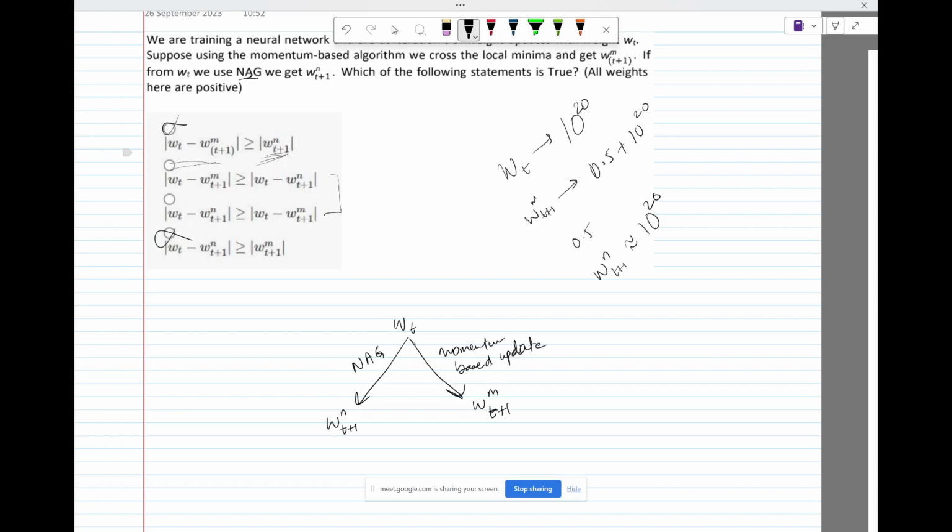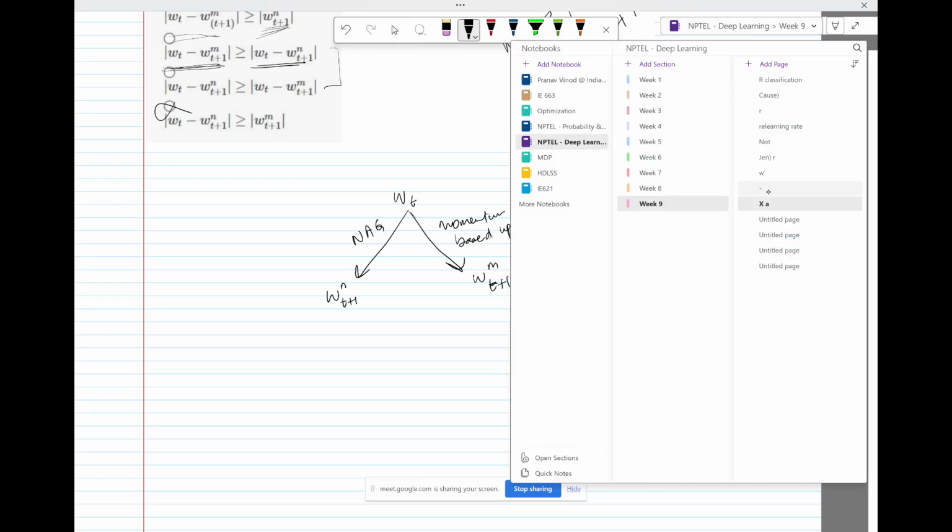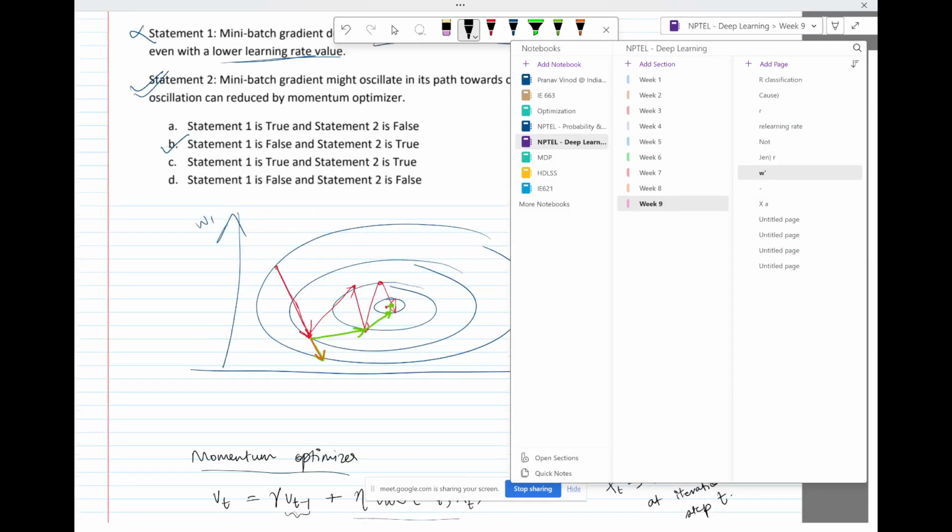So they are talking about the change in the parameter value when you are using the momentum based update algorithm and the Nesterov accelerated gradient algorithm. So what was the difference in these two things? In the momentum one you had written it, right? You can just copy it from here.